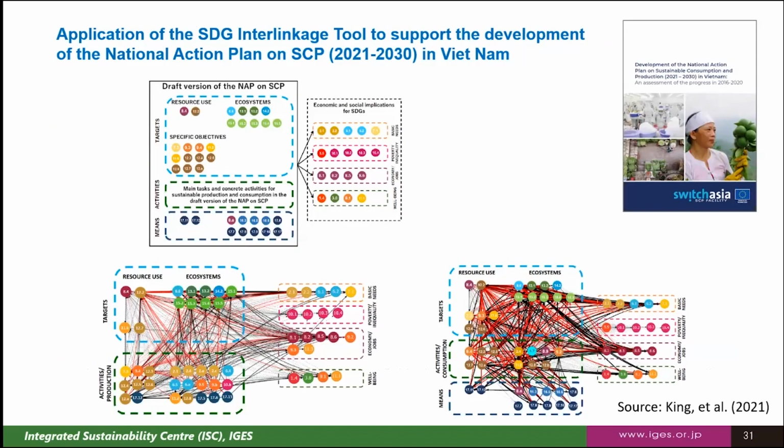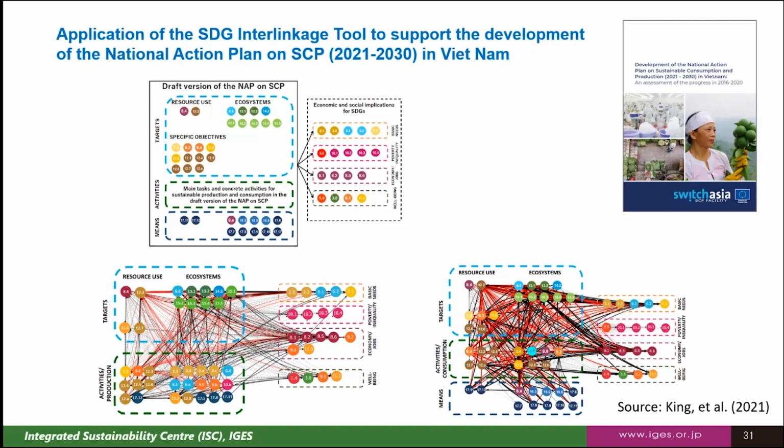Our tool was also used by national governments in supporting practical policy making in a couple of countries. For example, the SDG interlinkages tool for Vietnam was used to support the development of the National Action Plan on Sustainable Consumption and Production from 2021 to 2030 in Vietnam.